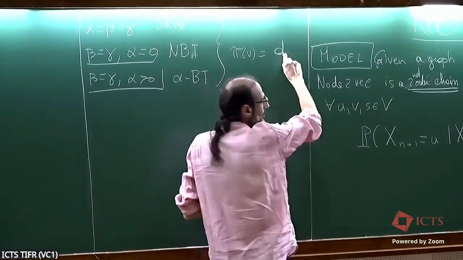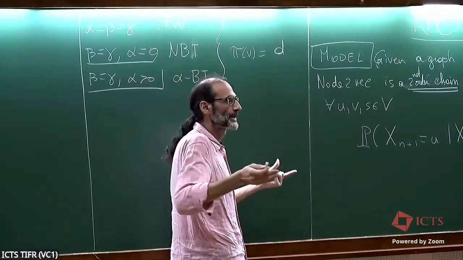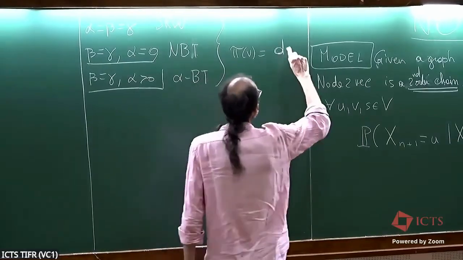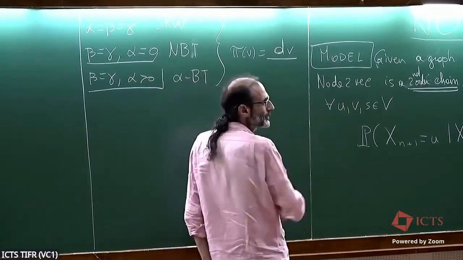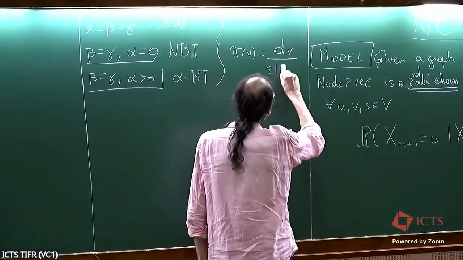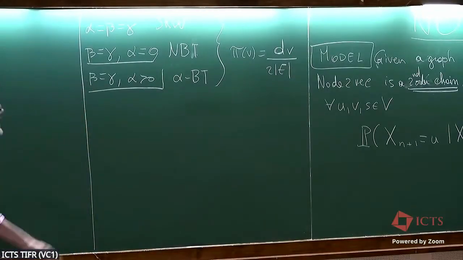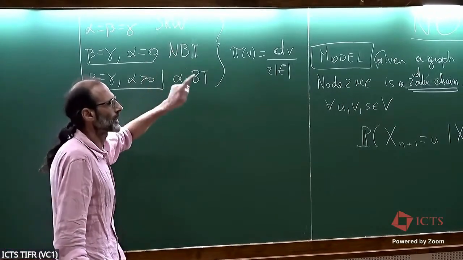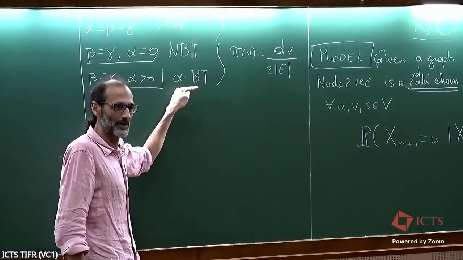So, provided a good irreducibility assumption on your finite graphs, the probability of being at V will be proportional to the degree of V, normalized with the sum of the total degree. Okay, let me point out a little thing. Why is this invariant measure true for these three models?